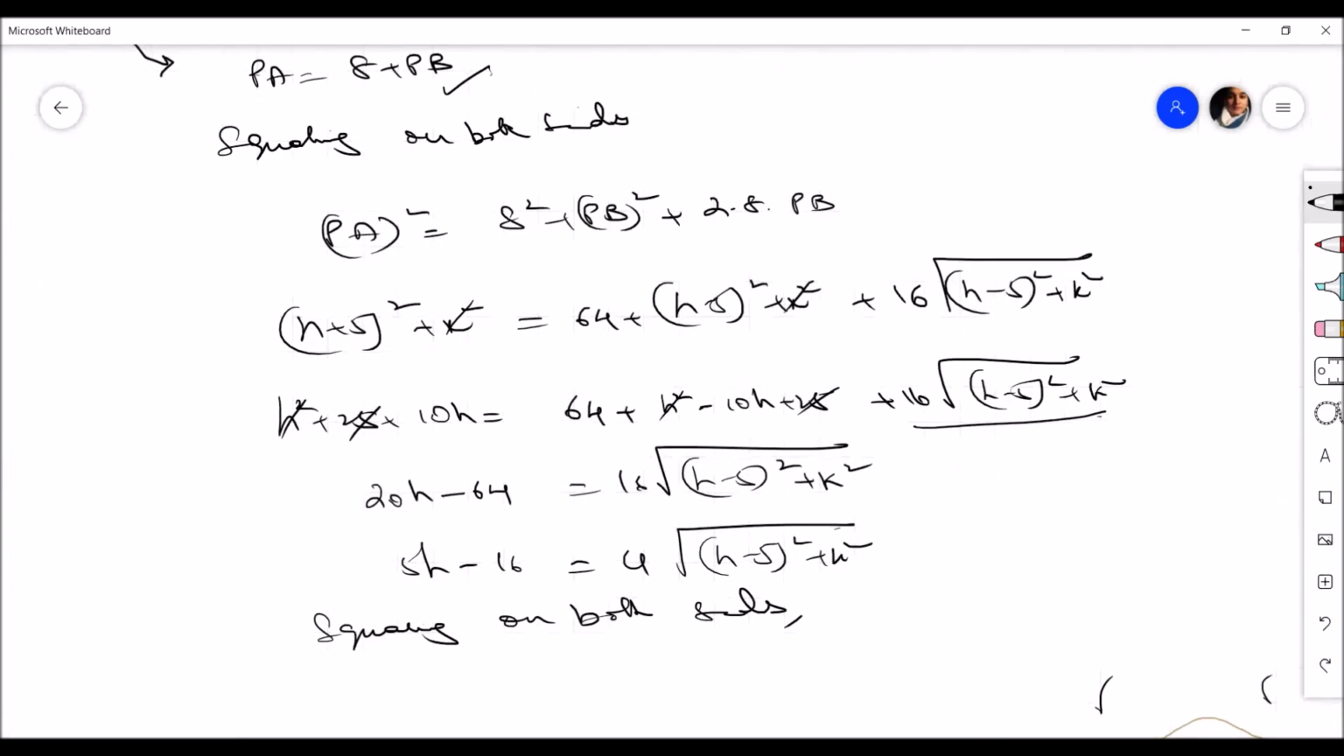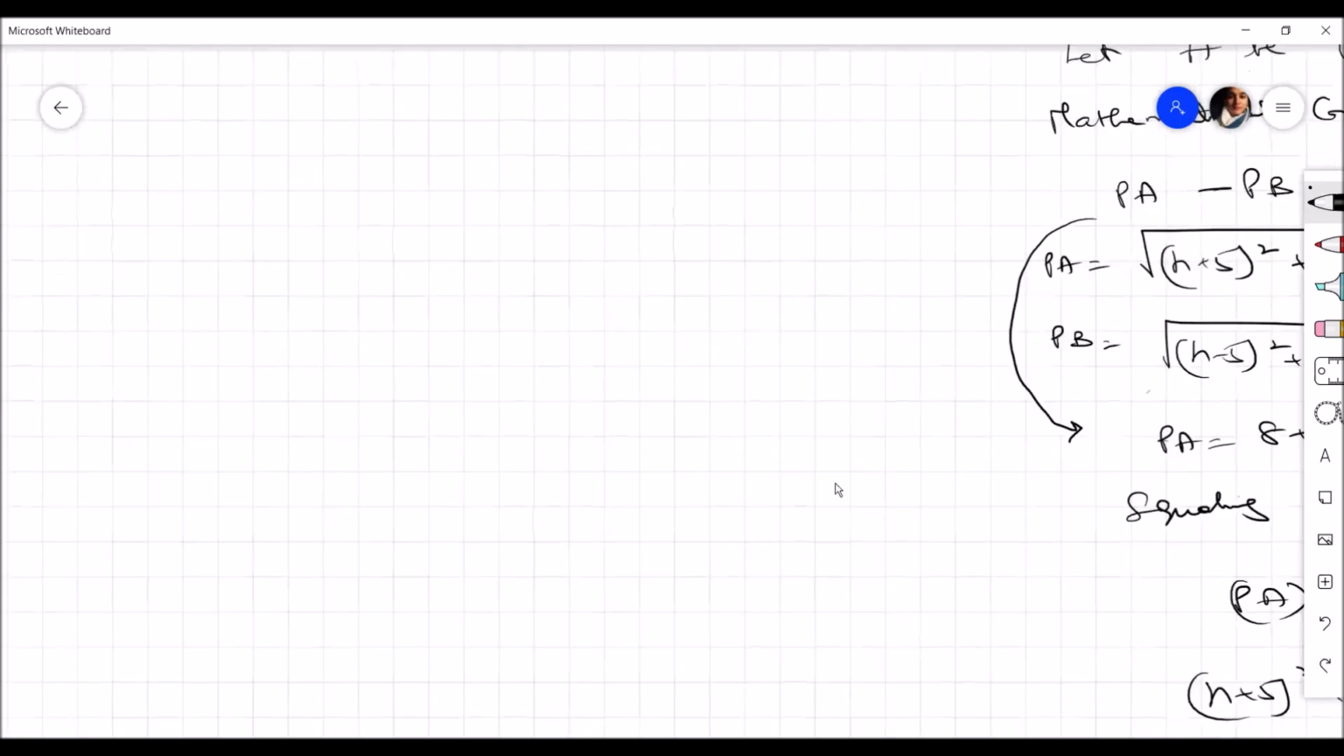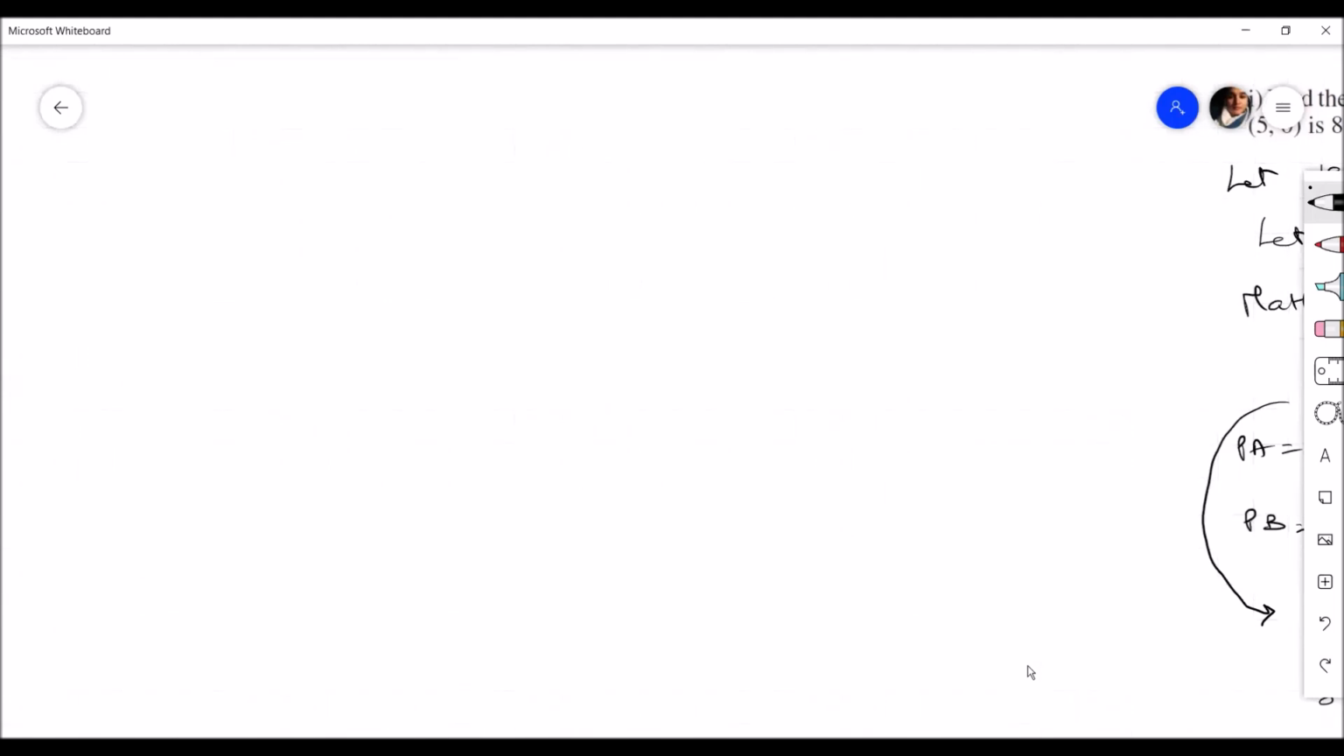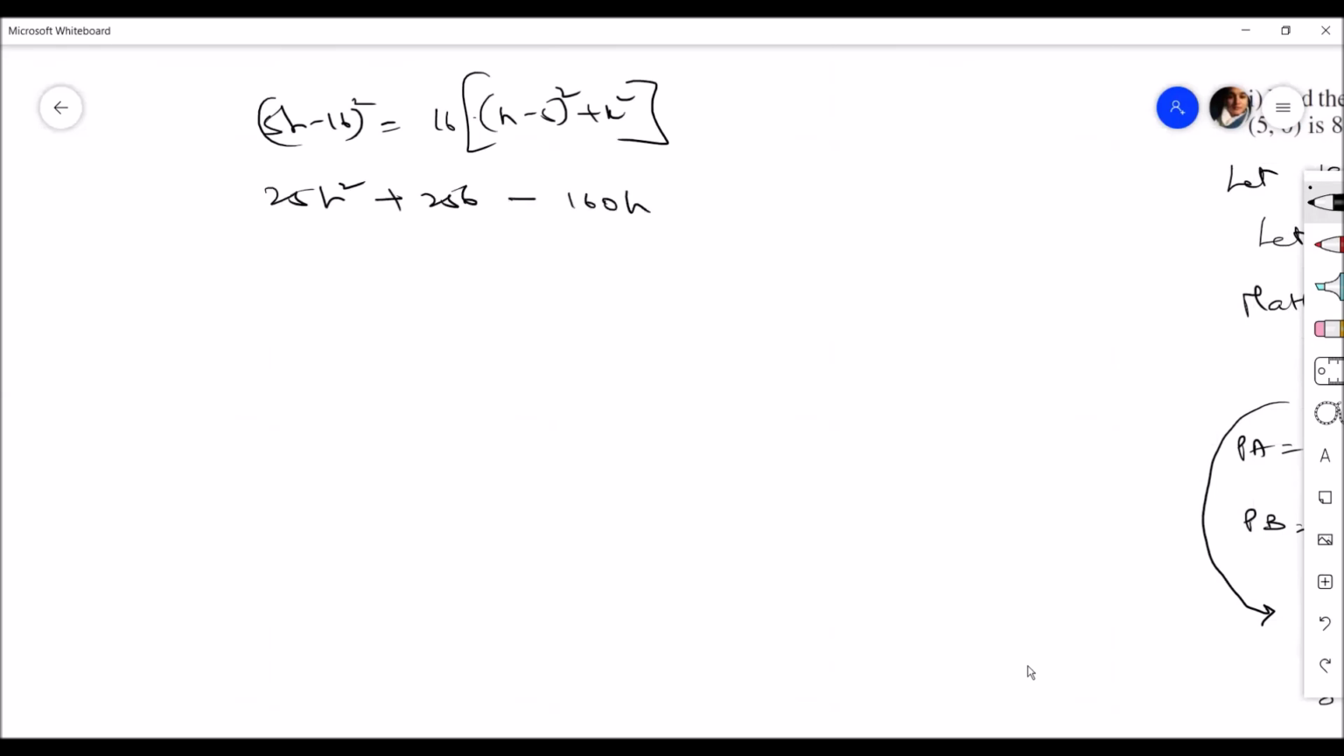Just a second, that will give you, let me do it over here. Continuation of this. Squaring on both sides will give me 5H minus 16 whole square is equal to 16 times H minus 5 whole square plus K square. Now the rest is simple. So it will give you 25H square plus 256 minus 160H is equal to 16 times of H square plus 25 minus 10H plus K square.